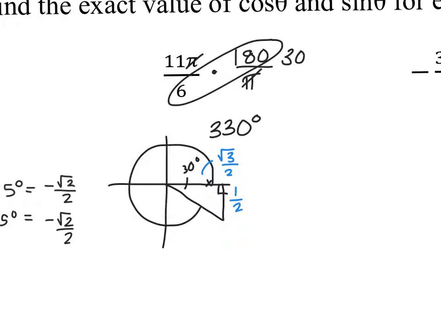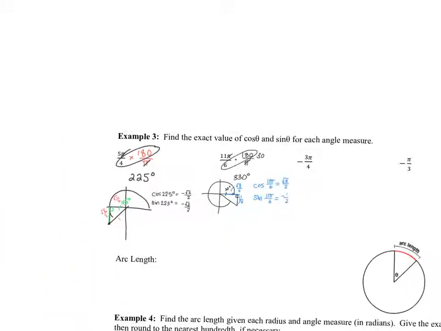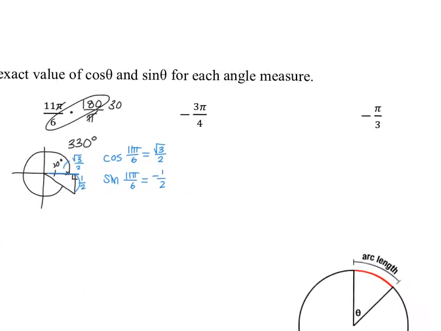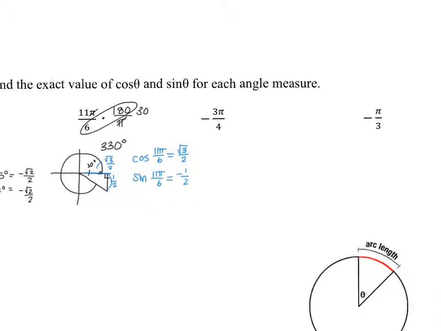So the cosine is going to be the x-coordinate. So the cosine of 11 pi over 6 is going to be the x-coordinate, which is root 3 over 2. The sine of 11 pi over 6 is going to be the y-coordinate, which is a negative 1/2, because you're going down a half. Okay, and then the other two are similar, so you could convert to degrees and then make your 30, 60, 90 or your 45, 45, 90.